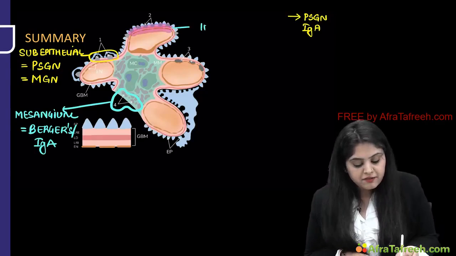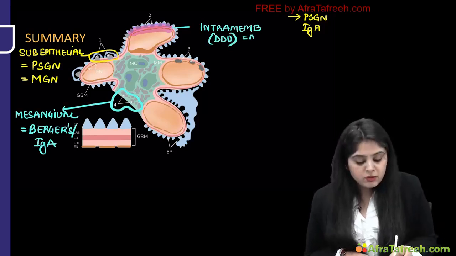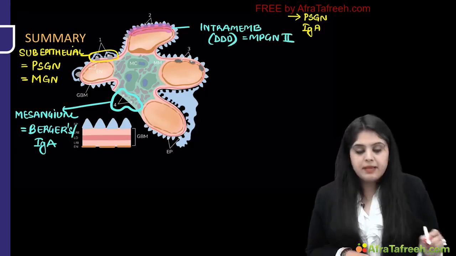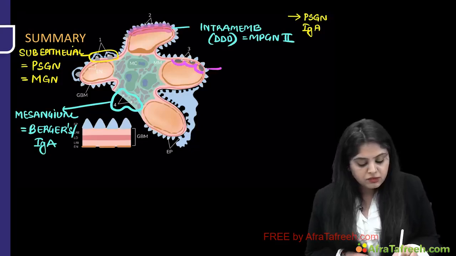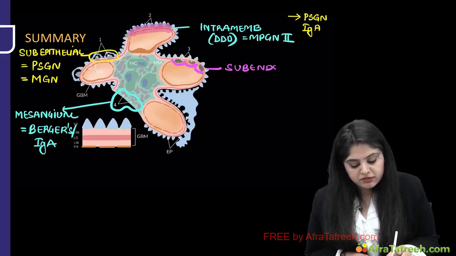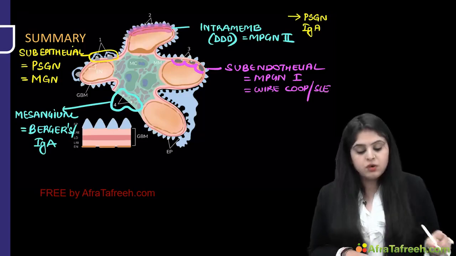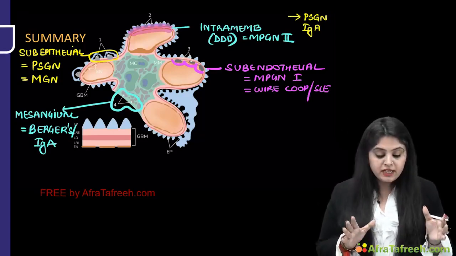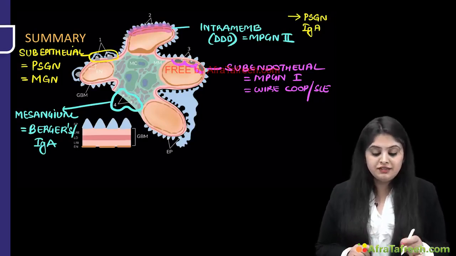So where are we going to have intramembranous deposits? If you remember, there was a disease called dense deposit disease, DDD, which is MPGN type 2. Finally, the last one, where you're seeing deposits below the capillaries, means you are seeing subendothelial deposits. Subendothelial deposits are seen in MPGN type 1, and in the wire loop lesions which you see in SLE. They were also subendothelial. This is going to be your final flashcard, which is going to help you ace every question regarding depositions in the exam.